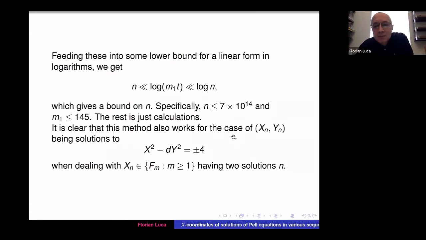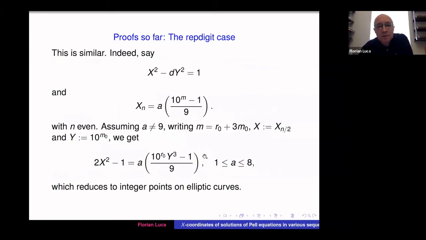Well, it is clear that this method also works if you have plus minus 4 in here and so on. Then you get the repdigit case. It wouldn't seem like it would work in the same way, but it works in the same way. Why does it work in the same way? Well, suppose, first of all, that a is not 9, for example. Then I'm wondering, what about this equation, x_n equal a times (10 to the m minus 1) over 9.